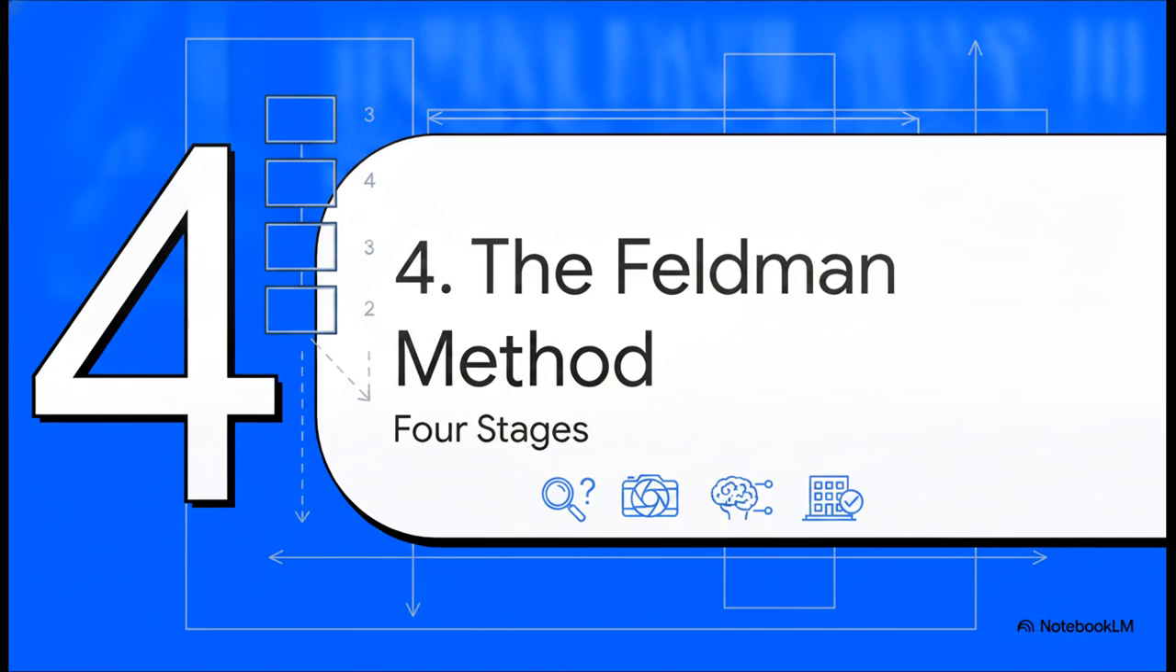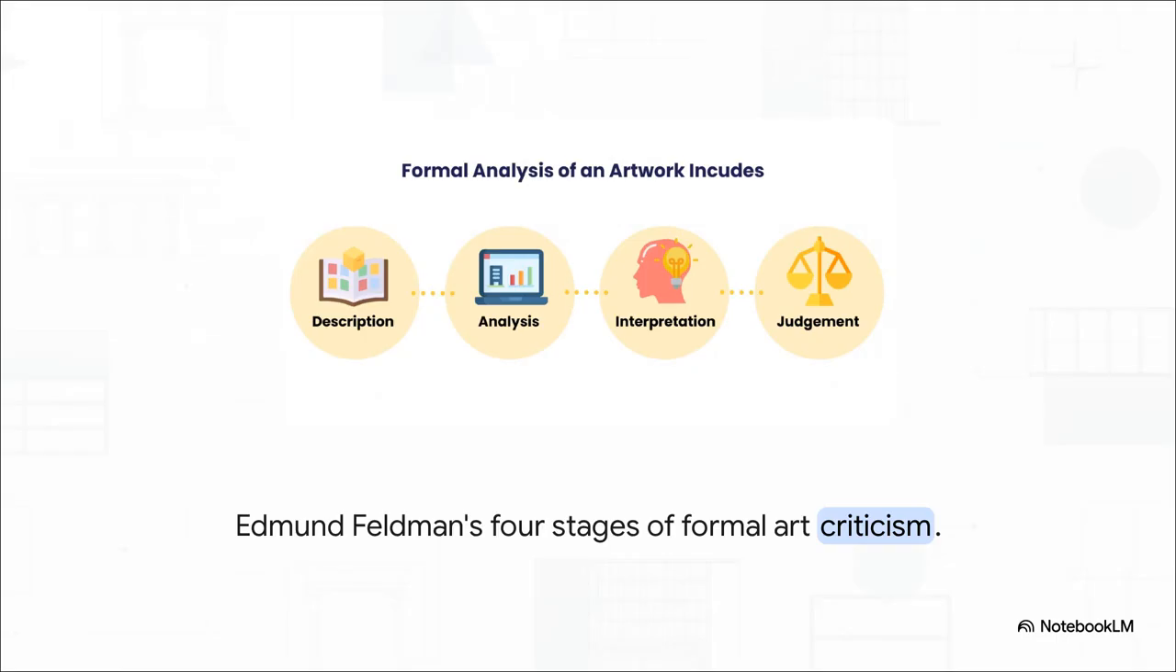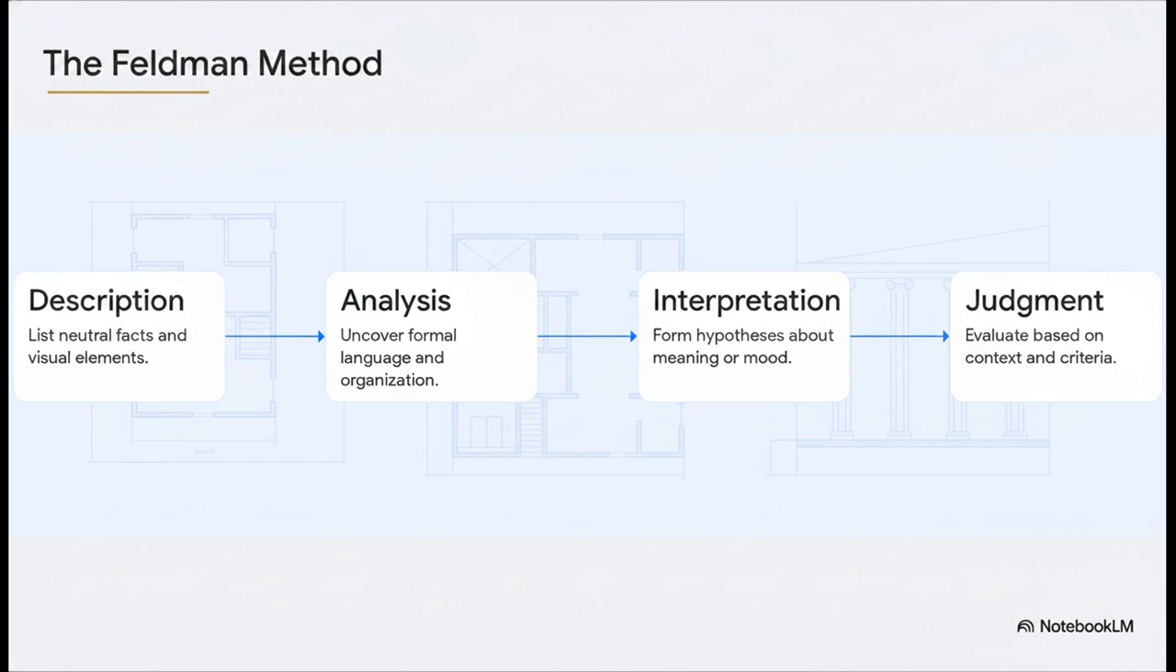All right, on to Section 4, the Feldman method. So Edmund Feldman gives us a highly useful four-stage process for formal criticism. It's a very actionable pathway that stops us from jumping to conclusions too quickly. And to see how this step-by-step method works, let's think about a highly recognizable structure, like the Sydney Opera House, as we walk through the steps. Step 1 is description. You simply list neutral, observable facts without making any sort of judgment. For the Sydney Opera House, you'd note its concrete podium, its shell-shaped roofs, and its waterfront setting. It tells us what exists, not whether it's successful.